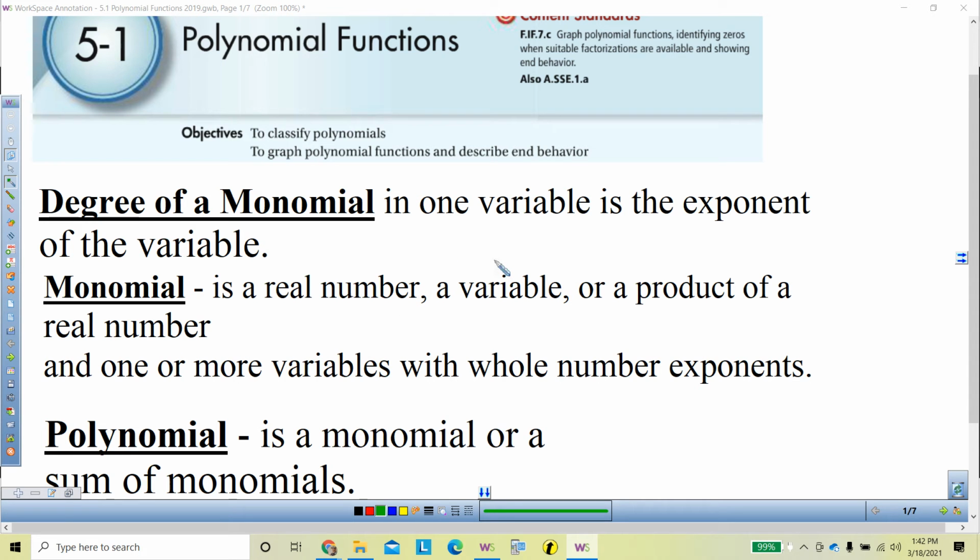Okay, 5.1 polynomial functions today. This is one of those book sections, like I told you yesterday, that should really be 2 sections, not 1. But in our double-paced pandemic lifestyle, we're going to do the whole thing.